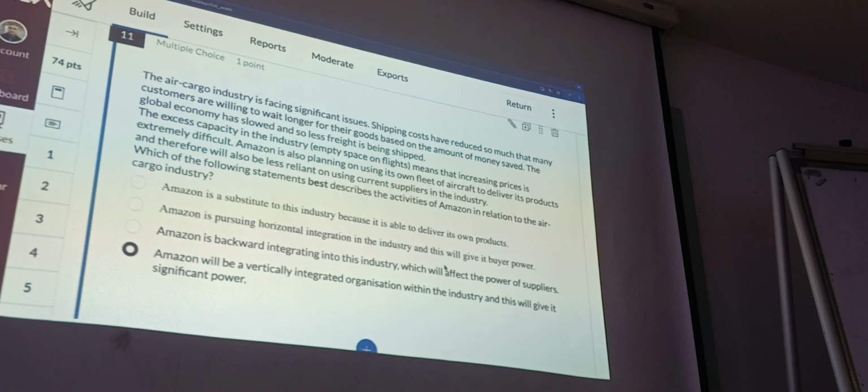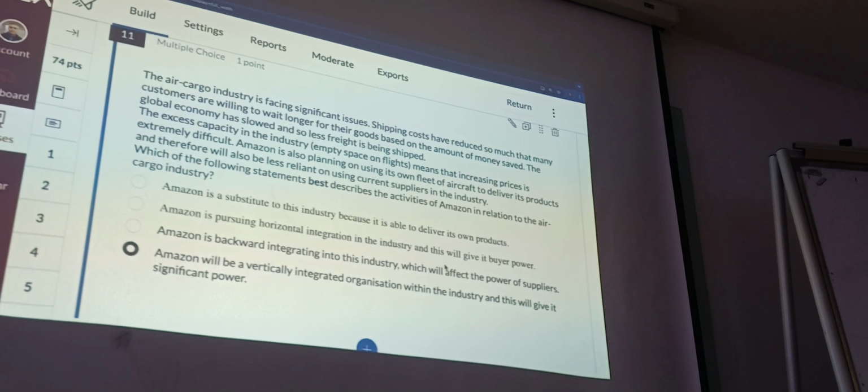No, it is not a substitute. It was a user of this industry, correct? Amazon is pursuing horizontal integration in the industry and will give it buyer power. No, it is not horizontal because remember, they are not supplying the thing themselves right now. They are using a third party.